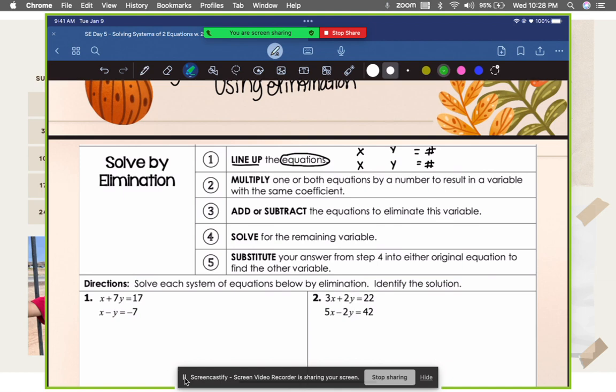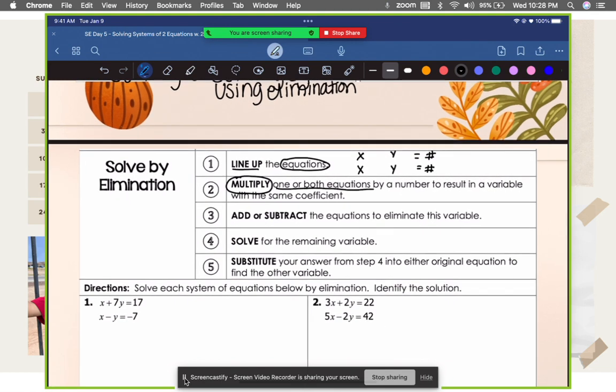Okay, step 2, multiply. I'm going to go ahead and highlight or underline or circle because that's a mathematical term. Multiply one or both equations. Okay, both is pretty important, so I'm going to highlight both equations by a number to result in a variable with the same coefficient. Okay, coefficient is 100% a mathematical term.